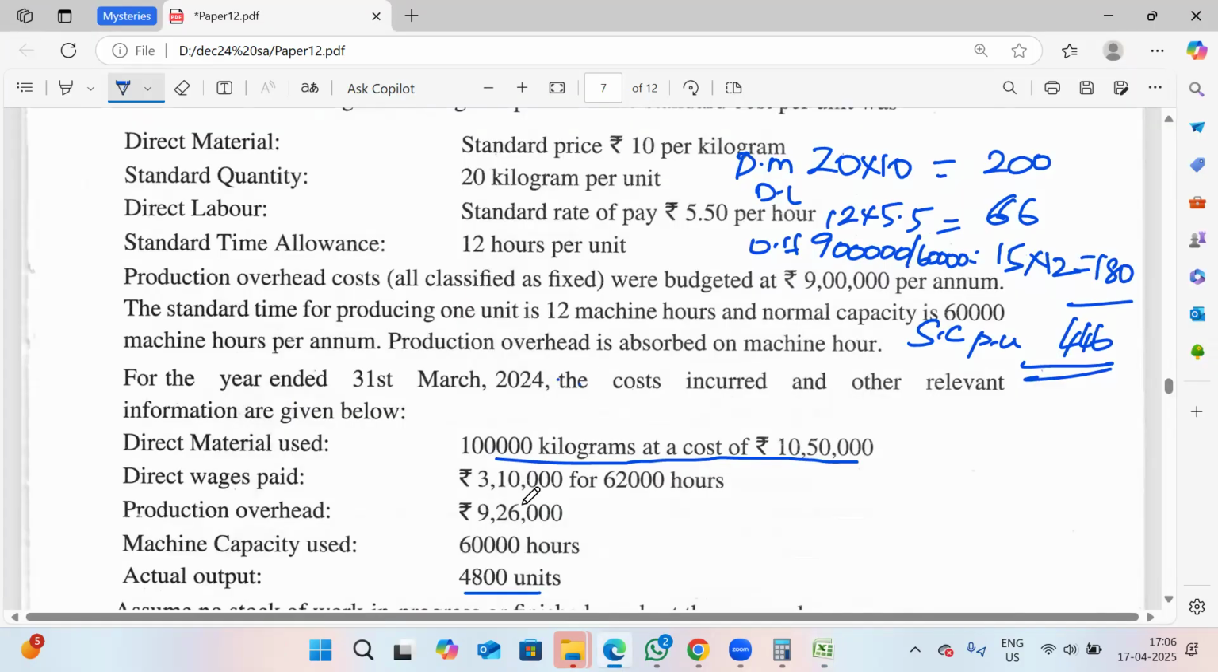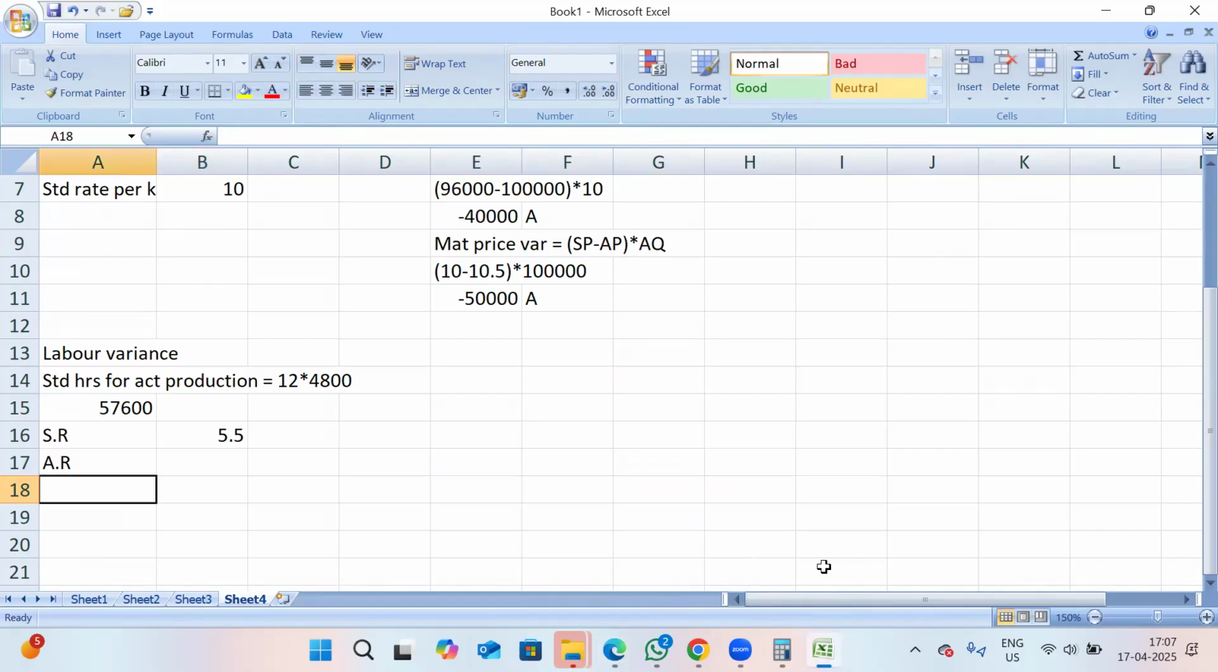The actual rate here: wages paid 3,10,000 for 62,000 hours, right? So actual labor cost is 3,10,000, actual hours 62,000. My rate will be 3,10,000 divided by 62,000, so 5 rupees. Roughly comparing the rates, my standard is 5.5, but actually I paid only 5. So it will end in a favorable variance.